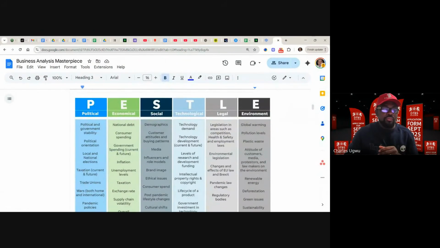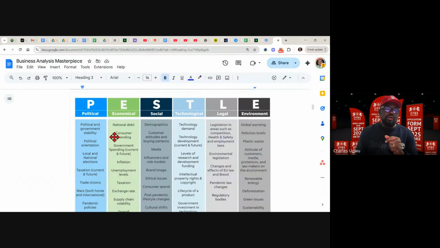So with this, if you mirror it to your industry, it's going to give you an understanding of what opportunities are available, and challenges you are going to navigate.